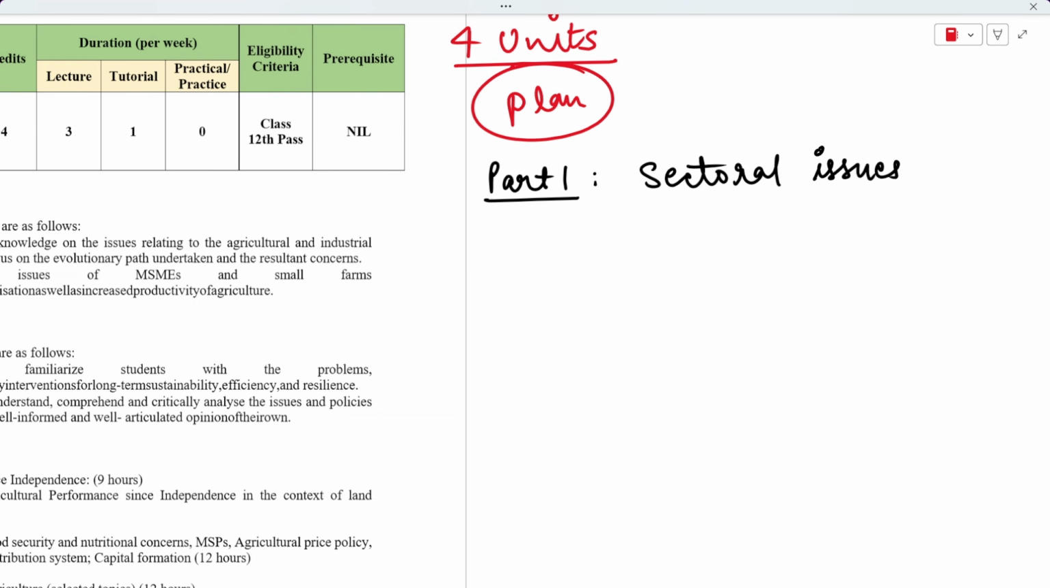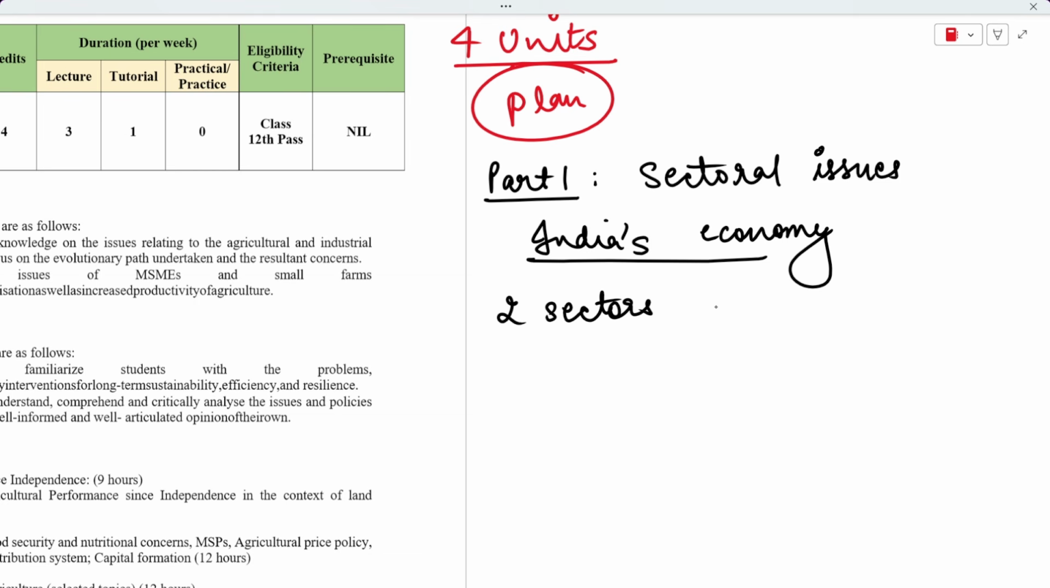This paper is basically asking you one big question: how has India's economy performed since independence? We are talking about the period since independence, and we are dealing with two sectors. The first sector is agriculture, and the second sector is industry. So this whole paper revolves around these two sectors and how they grew.